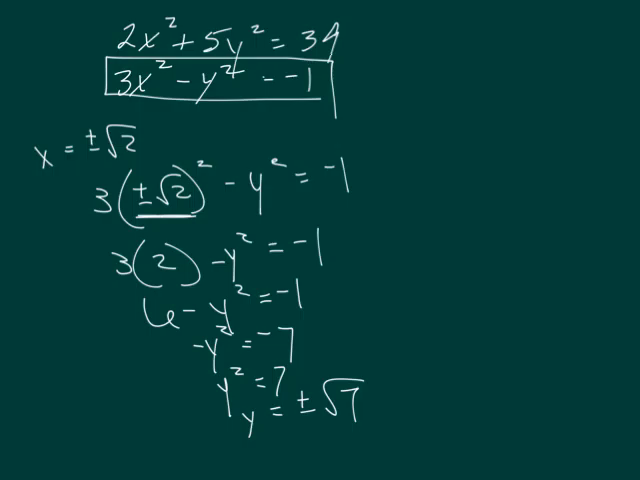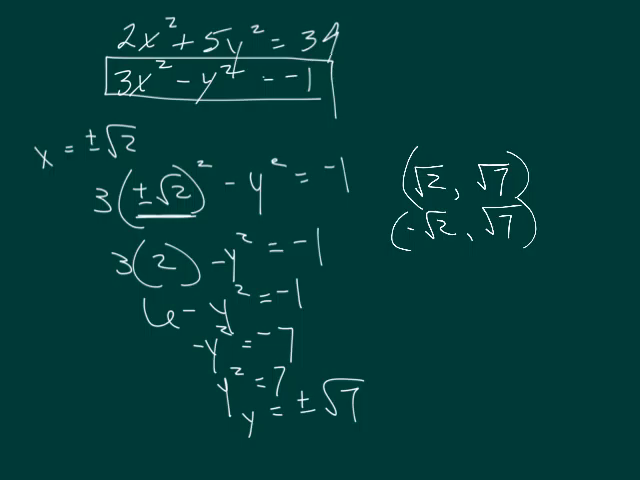So this is what we discovered. When the square root of 2 is positive, we get a y value of the square root of 7. When the square root of 2 is negative, because we square it, it turns to a positive, and we also get the square root of 7. So we get those 2 points there. Positive square root of 2 gives me the square root of 7.